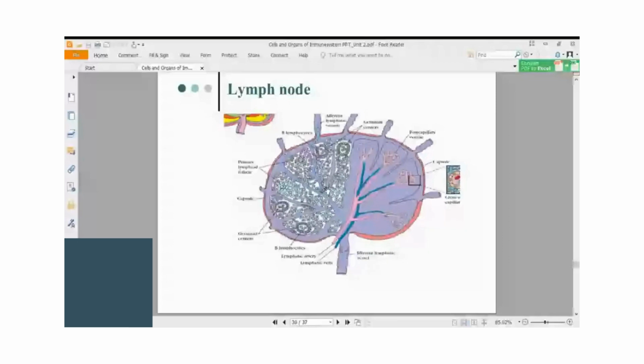As far as the secondary lymphoid organs are concerned, spleen and lymph node are the two major important secondary lymphoid organs. We'll deal with the other secondary lymphoid organs tomorrow.